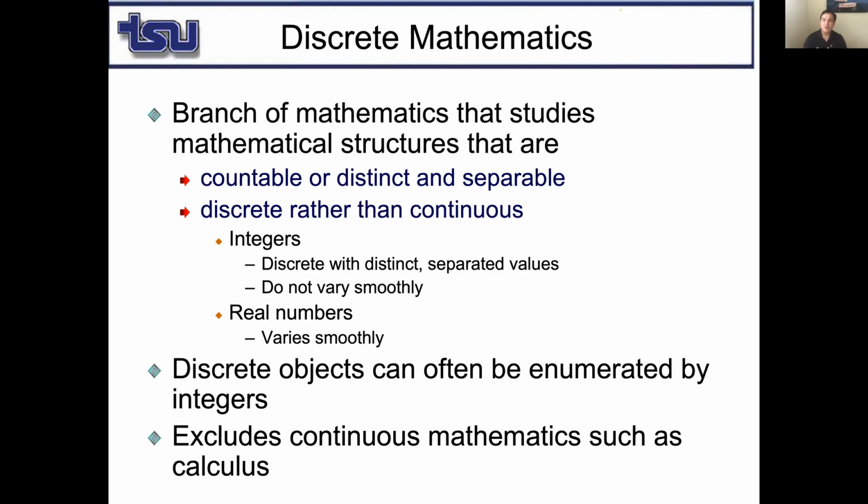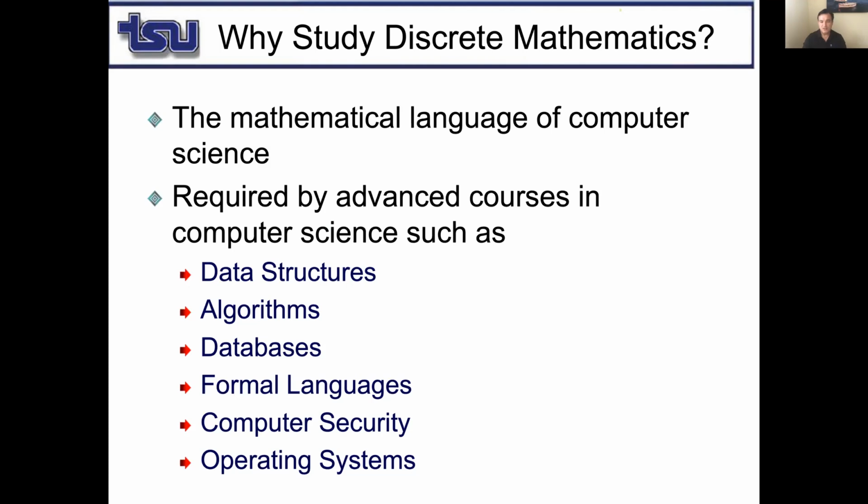Distinct and separable objects. Integers are typically used to characterize those objects, and real numbers are typically used to characterize continuous objects. So discrete math does not deal with continuous mathematics such as calculus. Okay, so why do we study discrete mathematics?